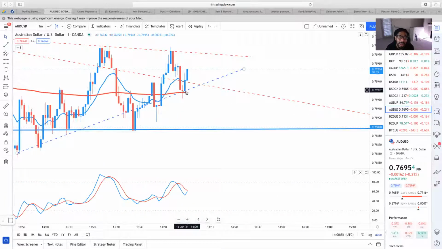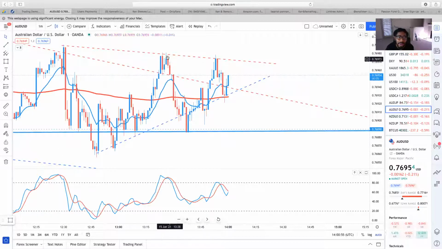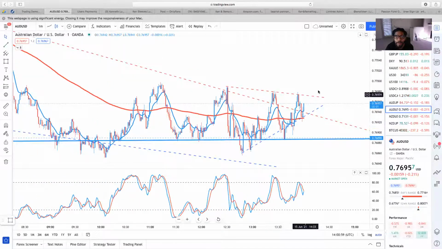But like I said, as soon as price got to here, boom, price shot back up. Price got to here, shot down. Price got to here, shot down. So we know this is a confirmed pattern. So we need to watch for the break of this pattern, all right?